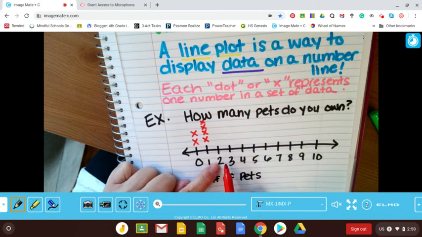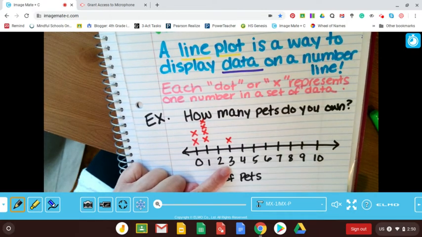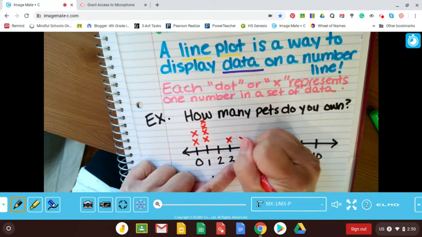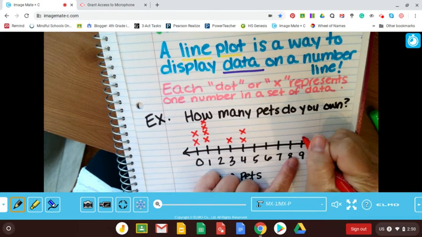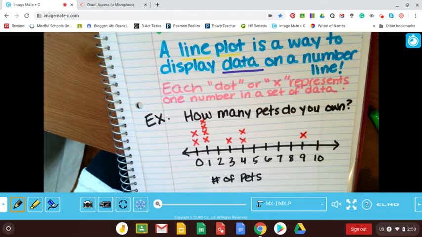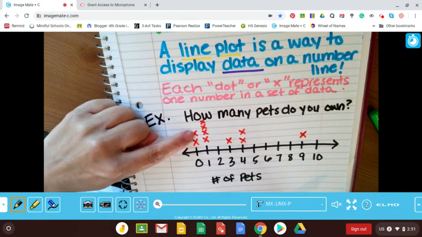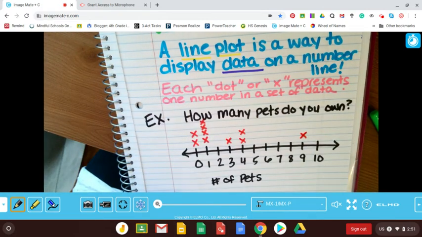There's nobody that I surveyed who has 2 pets. Maybe one person I talked to had 3 pets. That's pretty cool. There were 2 people that have 4 pets. That's a lot. And then there was this one person that had 9 pets. Can you believe it? Wow. I wonder how many pets you guys have. So these were my 10 people. Let me just count. 1, 2, 3, 4, 5, 6, 7, 8, 9, 10. Yep. So I asked 10 people how many pets they had, and they told me.